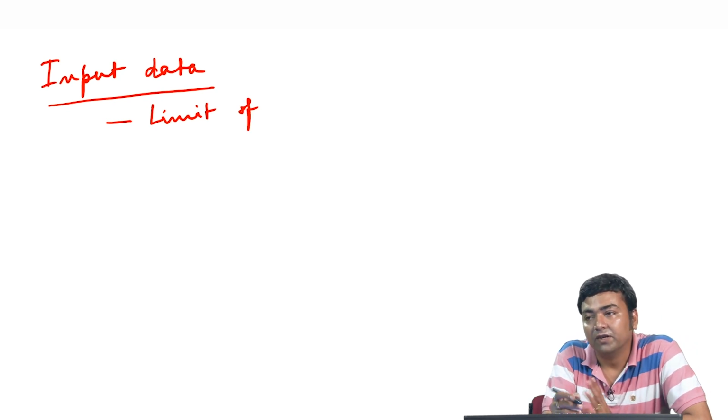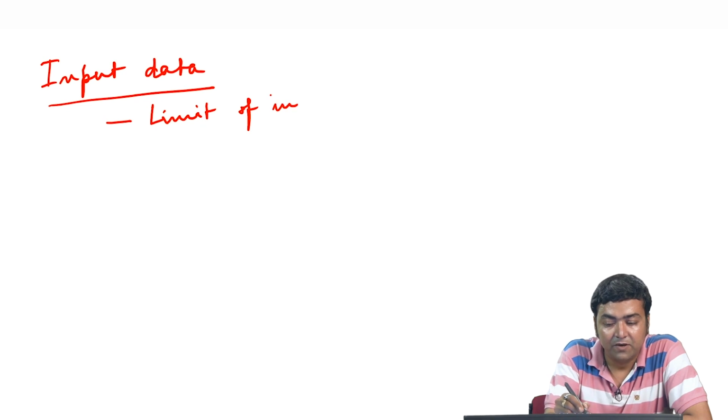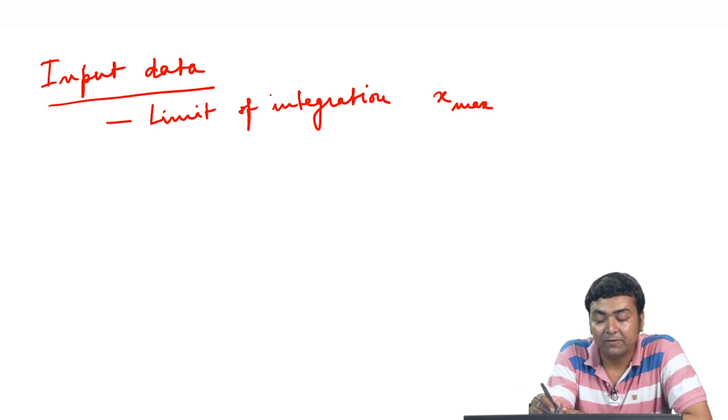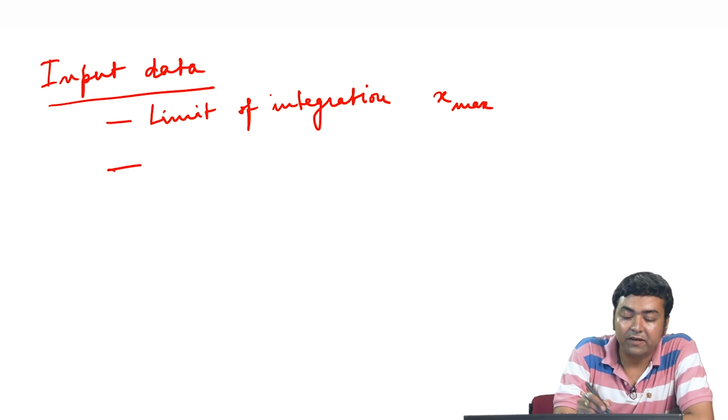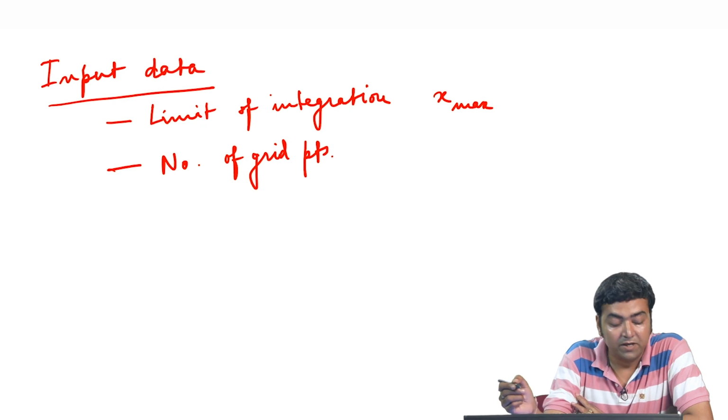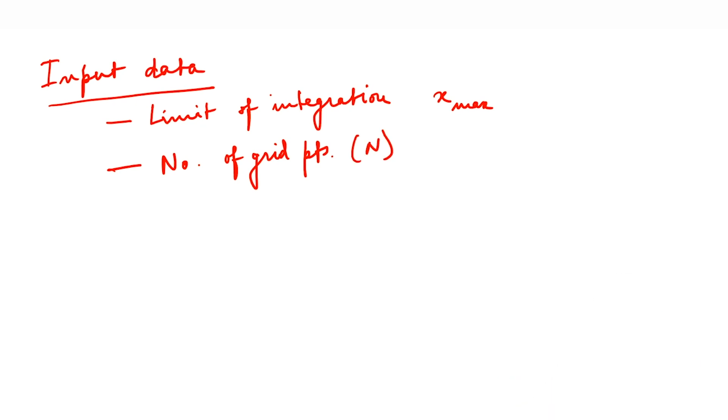In general, for this particular case your x can go from minus infinity to plus infinity, but that is not possible to do numerically. So, I need to give some maximum value up to which I want to integrate, some maximum value of x, which I call x max. Then we also need to tell the code how many grid points to use, because that determines the value of delta x and also the accuracy of your calculation. So, delta x will be given by x max by n, where n is the number of grid points.